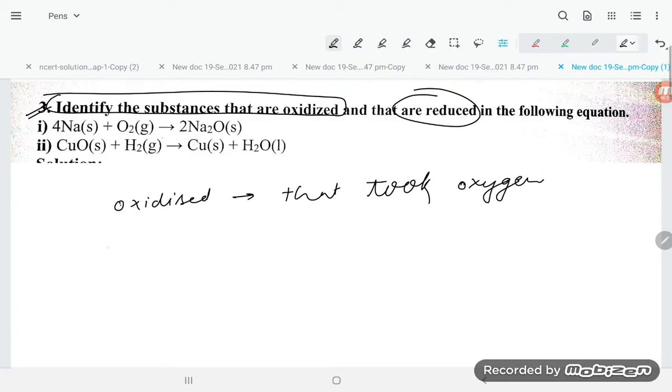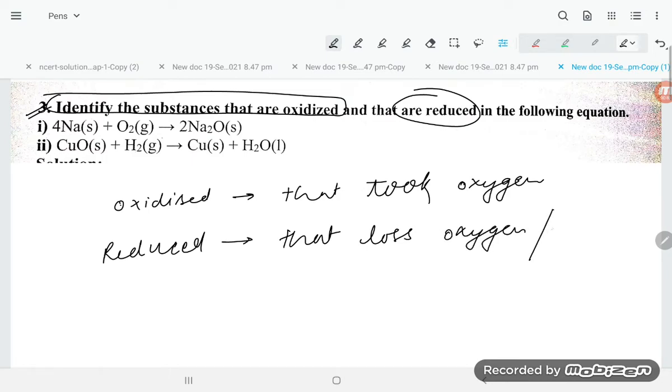And now, if you are talking about reduced, students, that loses oxygen, or you can say one more way, that added hydrogen. Here also you can say that took oxygen or added oxygen, you can use either word. And here it means that removed hydrogen, students.